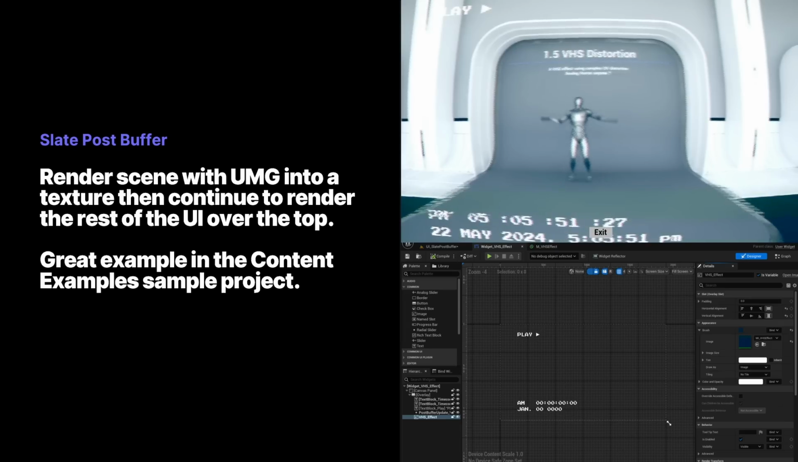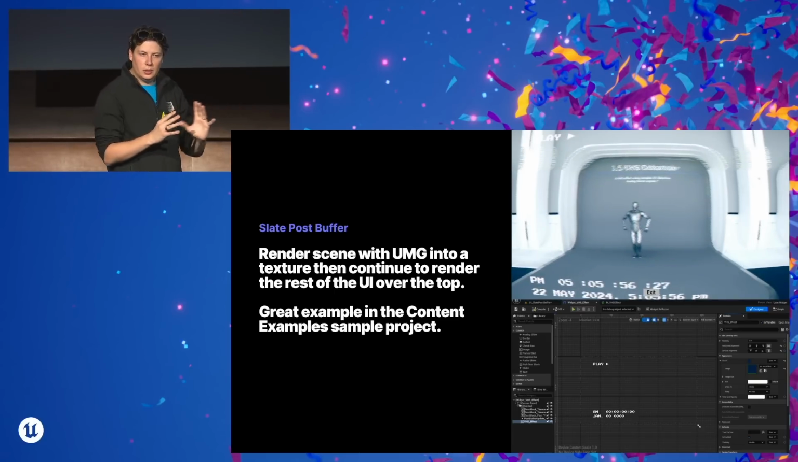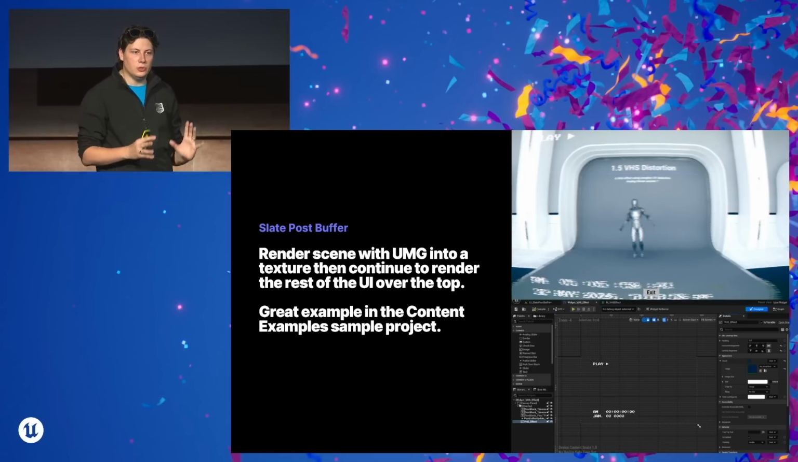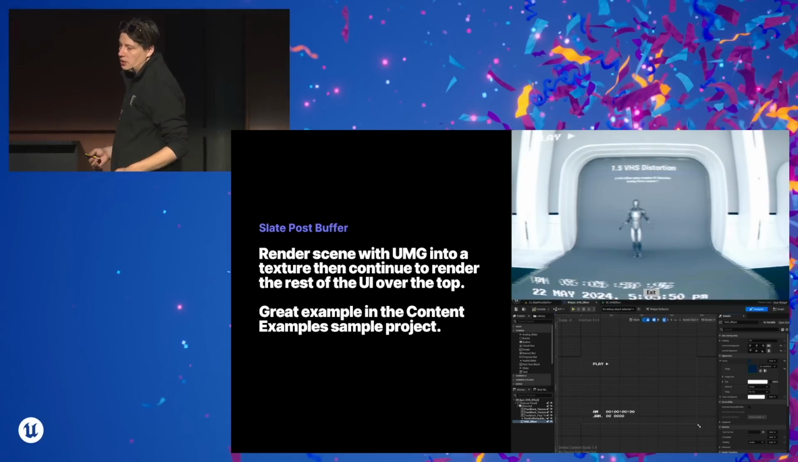The Slate post buffer is a really big one. So this allows you to actually render your scene with UMG into a texture, and then you continue the rest of the UI over the top. So in this situation, this is in the content examples for you to look at. It's actually rendering that scene down the bottom, but then it's applying all of the VHS style footage to it after it's rendered it, which is a really cool setup to do. So being able to do that means you can create some really, really interesting UMG effects that you previously couldn't.